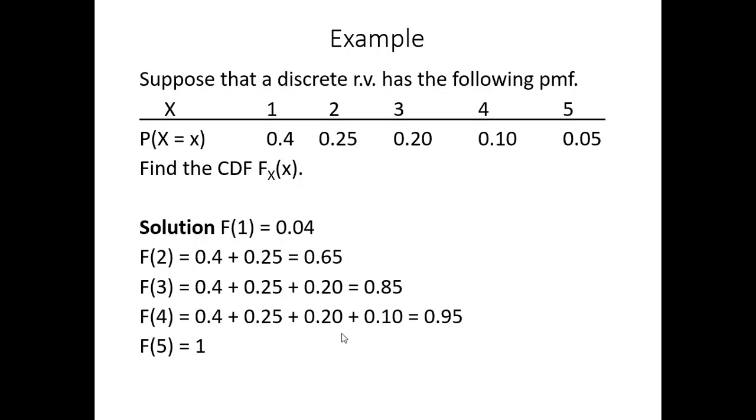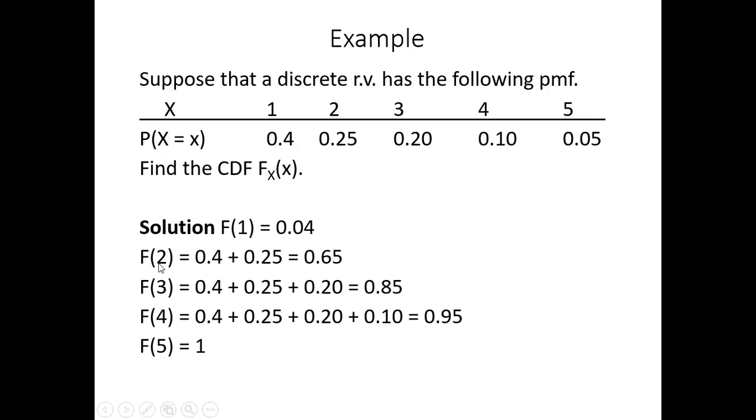So here's an example. Suppose we have a discrete random variable that has the following PMF. So X can take on these 5 values, 1, 2, 3, 4, 5. These are the probabilities. We want to find the CDF function, capital F of X. Okay. So F of 1 is just equal to really the probability X is 1, and this would be 0.4. Sorry, there's a little typo here. It should be 0.4, not 0.04.